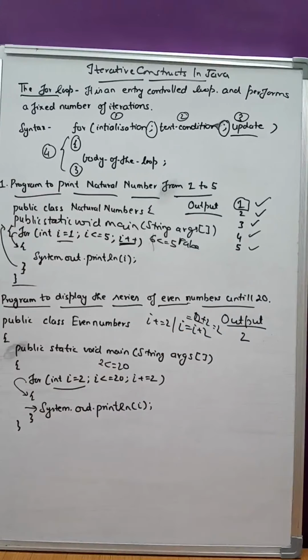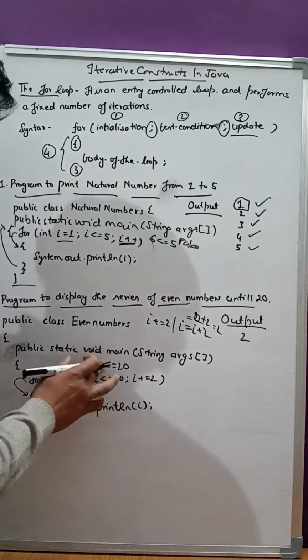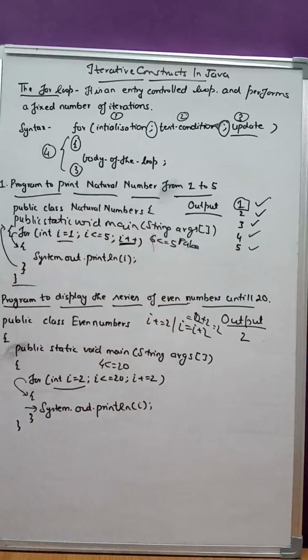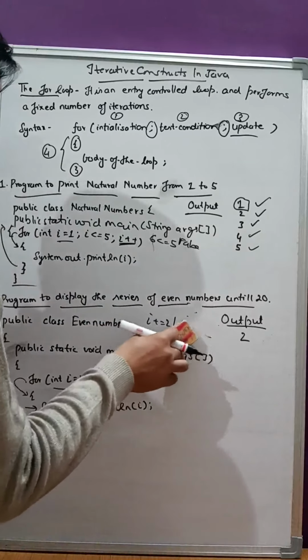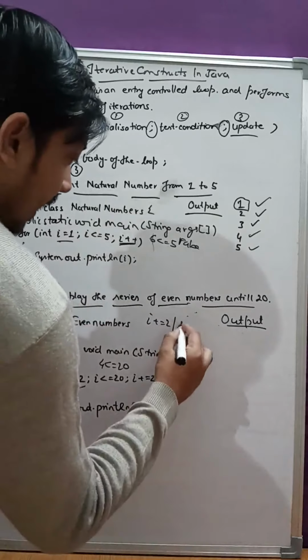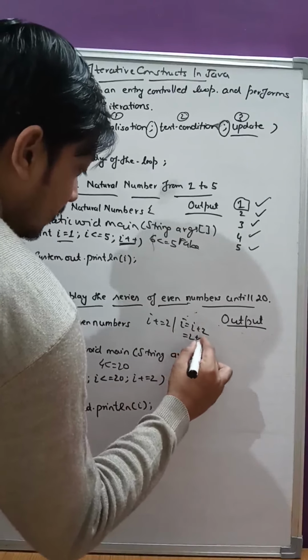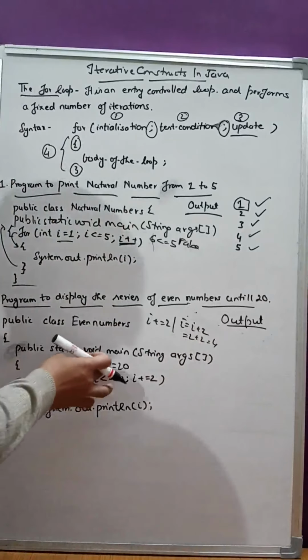What will happen in this case? Now the value of I is updated. The value of I will be equal to 4 over here, because the earlier value of I was equal to 2. So when it is executed, I is equal to I plus 2, that I is already 2 over here, 2 plus 2 is equal to 4. So the condition will be checked for 4 less than equal to 20.